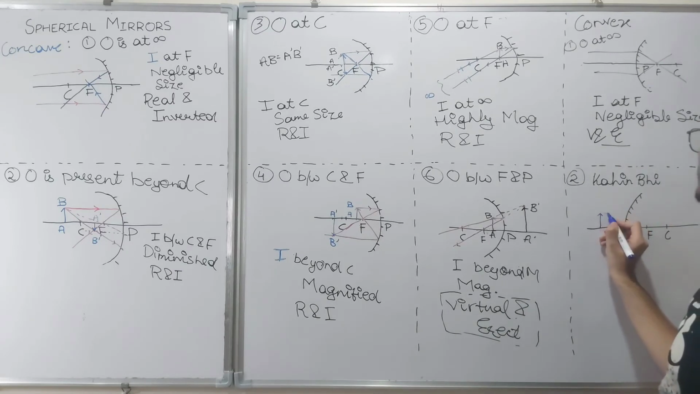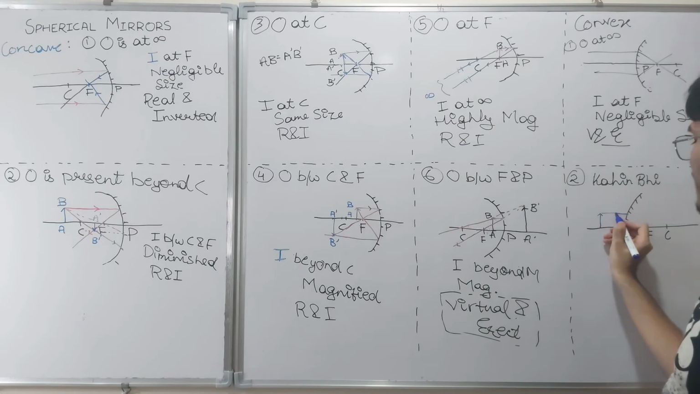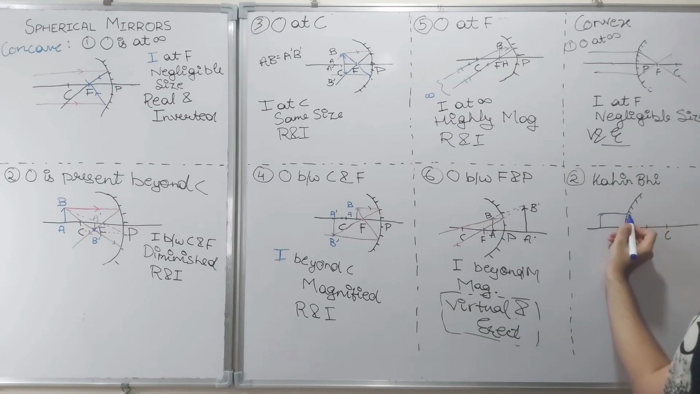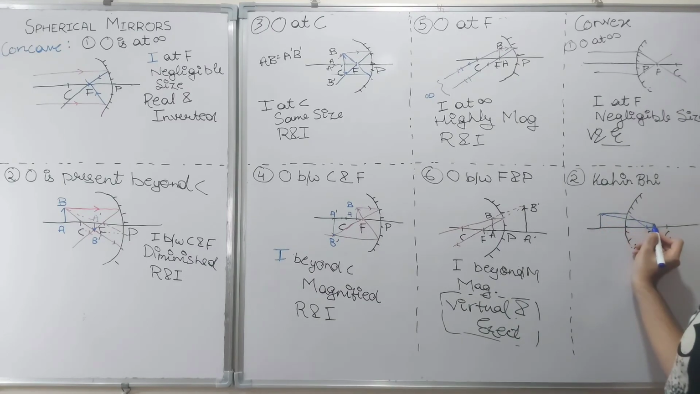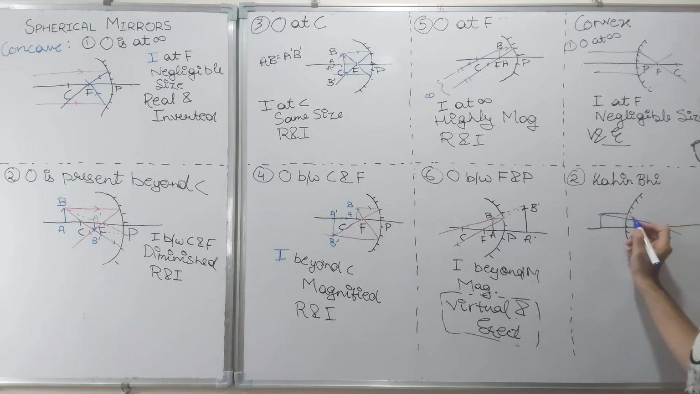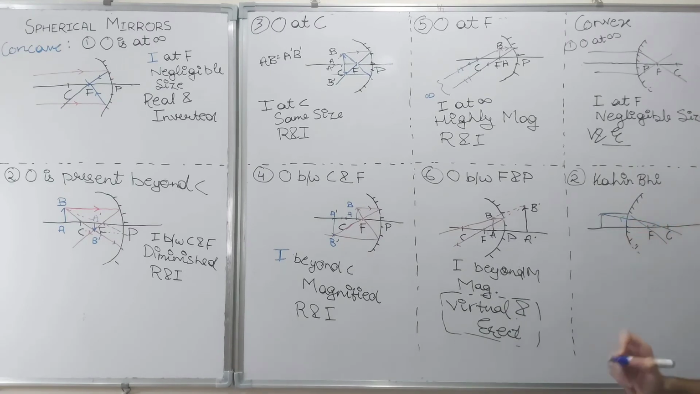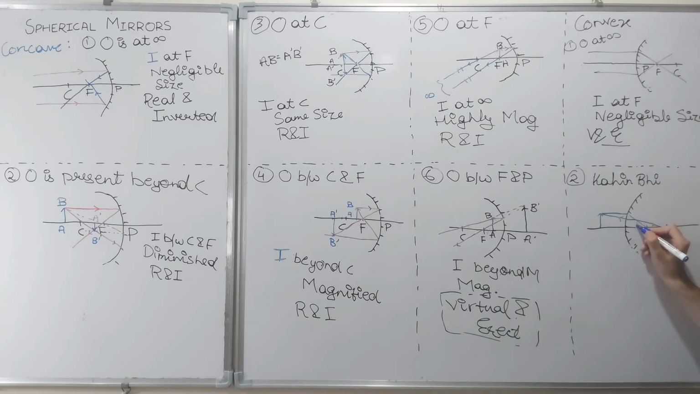So what will happen? This ray of light will pass parallel to the principal axis and it will always pass through the focus. This ray of light will always pass through the center of curvature and it will just retrace its path. And we are going to get the image where? Between the pole and the focus. Okay, we are going to get the image between the pole and the focus.